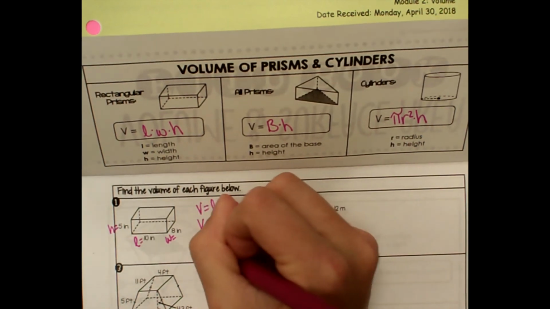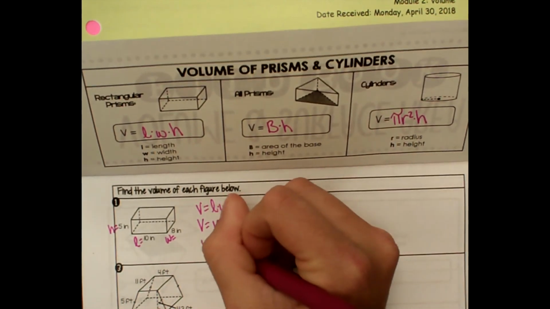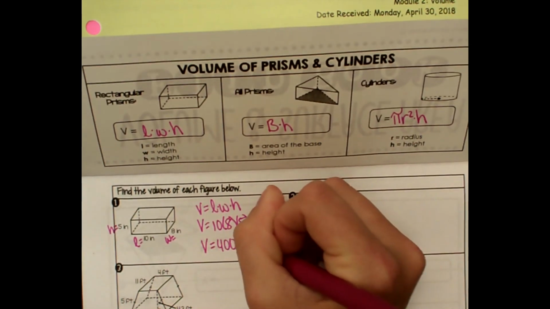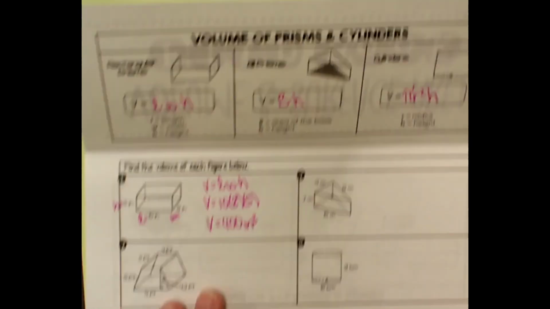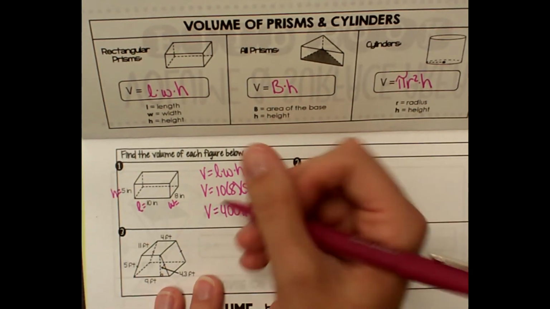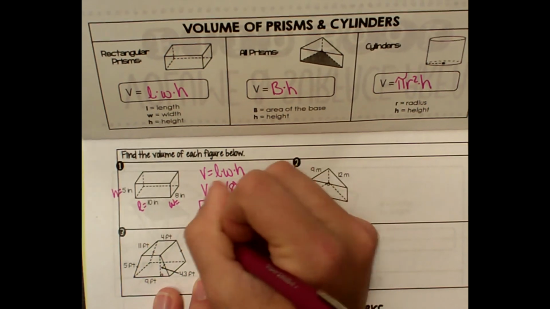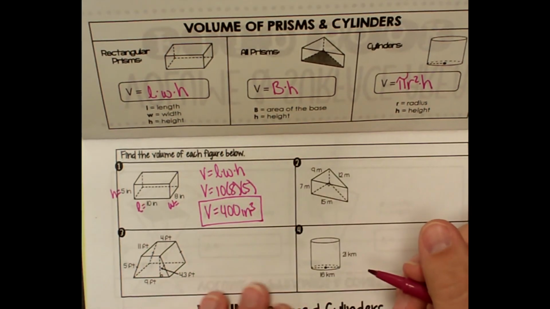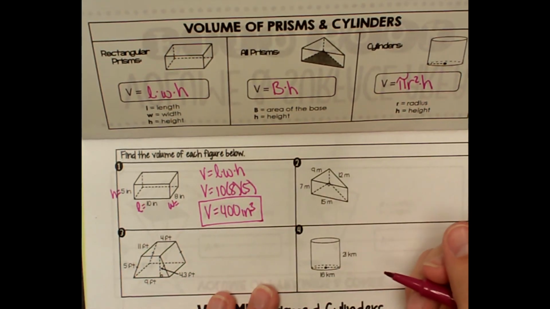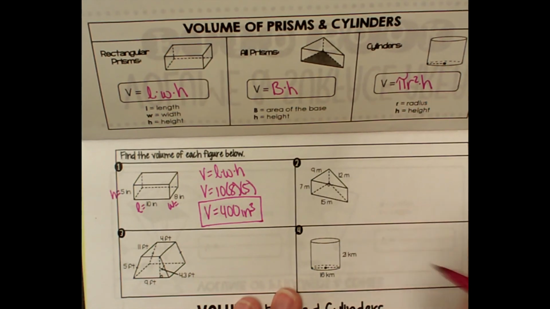If you multiply them all together, you get that the volume is 400 inches cubed. All right, because 10 times 8 is 80, times 5 is 400. If you look at number 2, it's a triangular prism.